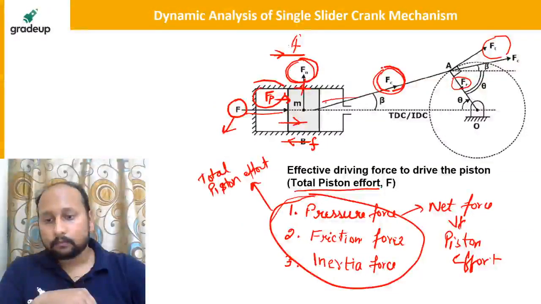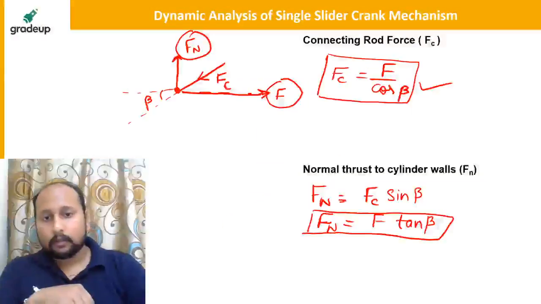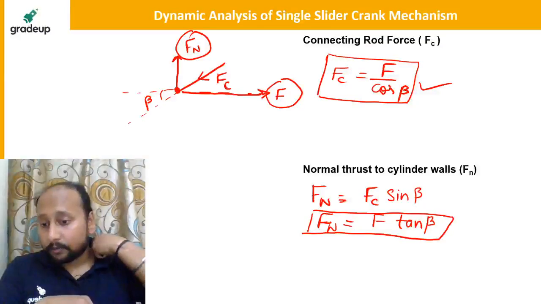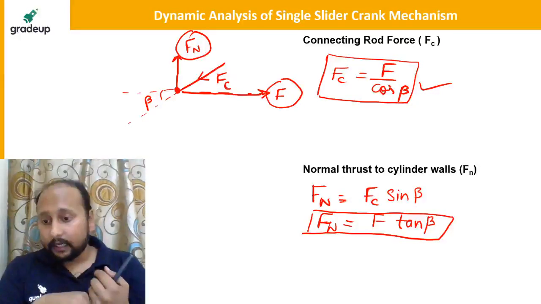So always it will be acting like this. This is your connecting rod force Fc. So Fc is equal to F upon cos beta. Is the derivation important to remember, or only the formula in GATE more than sufficient?